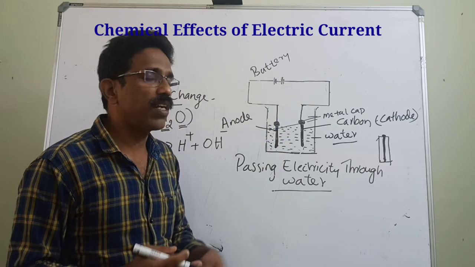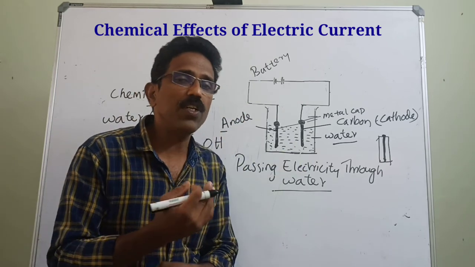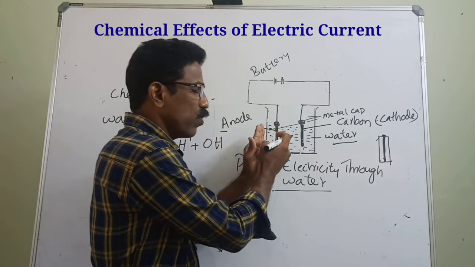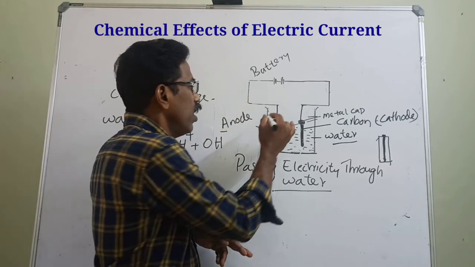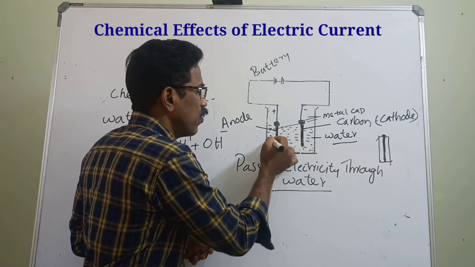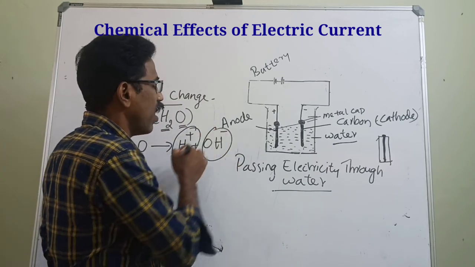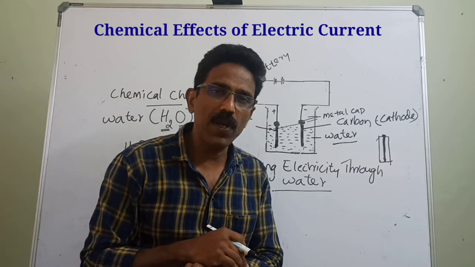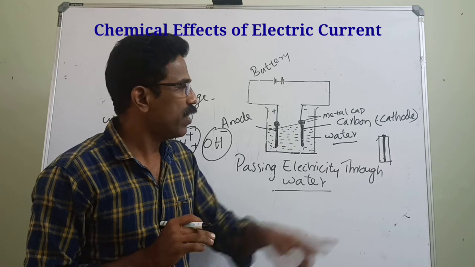In a metal wire, electricity passes because of the passage of electrons. But in solutions, electricity passes because of the movement of ions, positive and negative ions. So here one electrode is connected to the positive terminal, so it will be positive, and the other is negative. When there are ions inside, H plus and OH minus ions, all of you know that opposite charges attract and same charges repel each other. So here the hydrogen ion moves towards the negative terminal, that is the cathode.